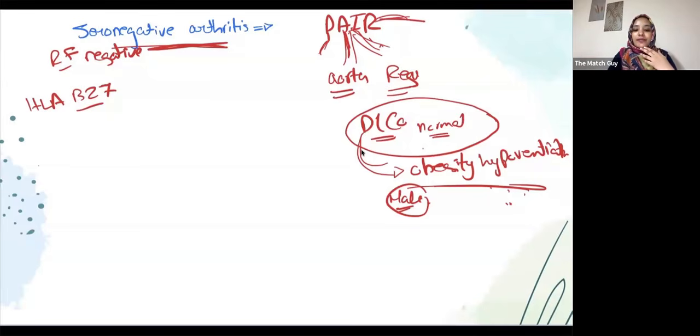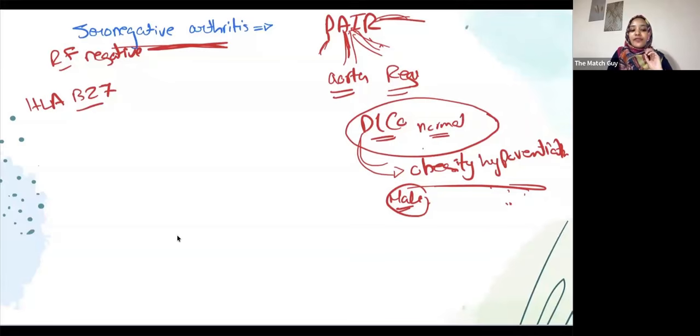What about R, reactive? Where would we see this? Reactive arthritis, following what kind of infections? Chlamydia infections. Nicely done. What else? Campylobacter. So these are the two commonest ones. So GI, GU. You can see it in Yersinia. We can see it in Shigella as well. All of those kind of manifestations.